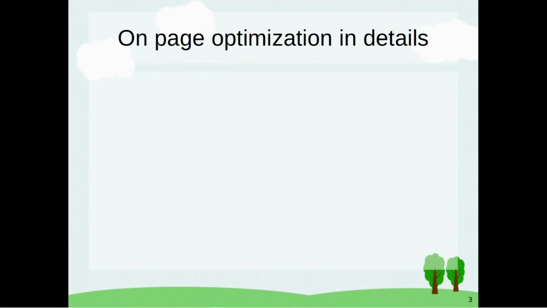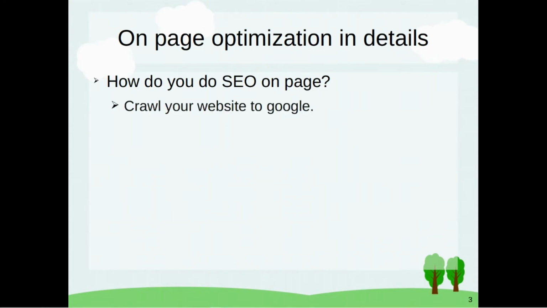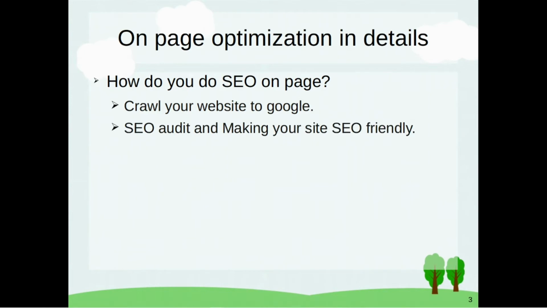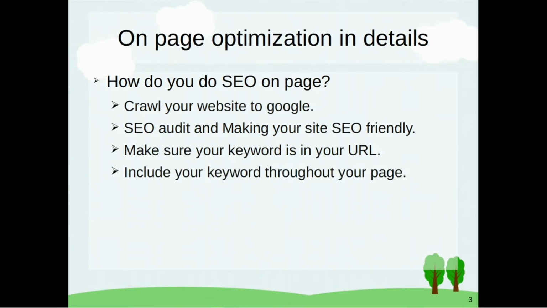So, first of all, we will see how to do SEO on-page. The second thing that comes under SEO on-page is crawling your website to Google. Then we will see SEO auditing and making your website SEO friendly, making sure that keyword is in your URL, include your keyword throughout your page.